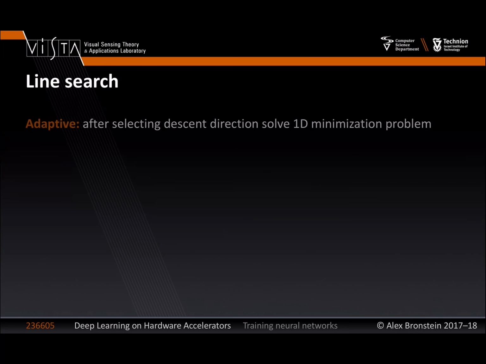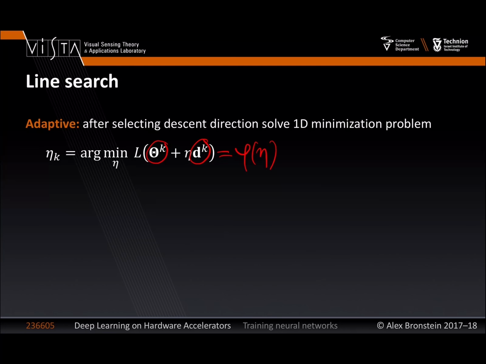So line search does the following. I'm going to define a one-dimensional function. Once I have selected the descent direction, which is this d_k, I'm currently standing at point theta_k, and I'm going to make a step of size eta in the direction d_k. So I have a one-dimensional function. Let's just call it phi(eta). And I can simply say, let's minimize this function.